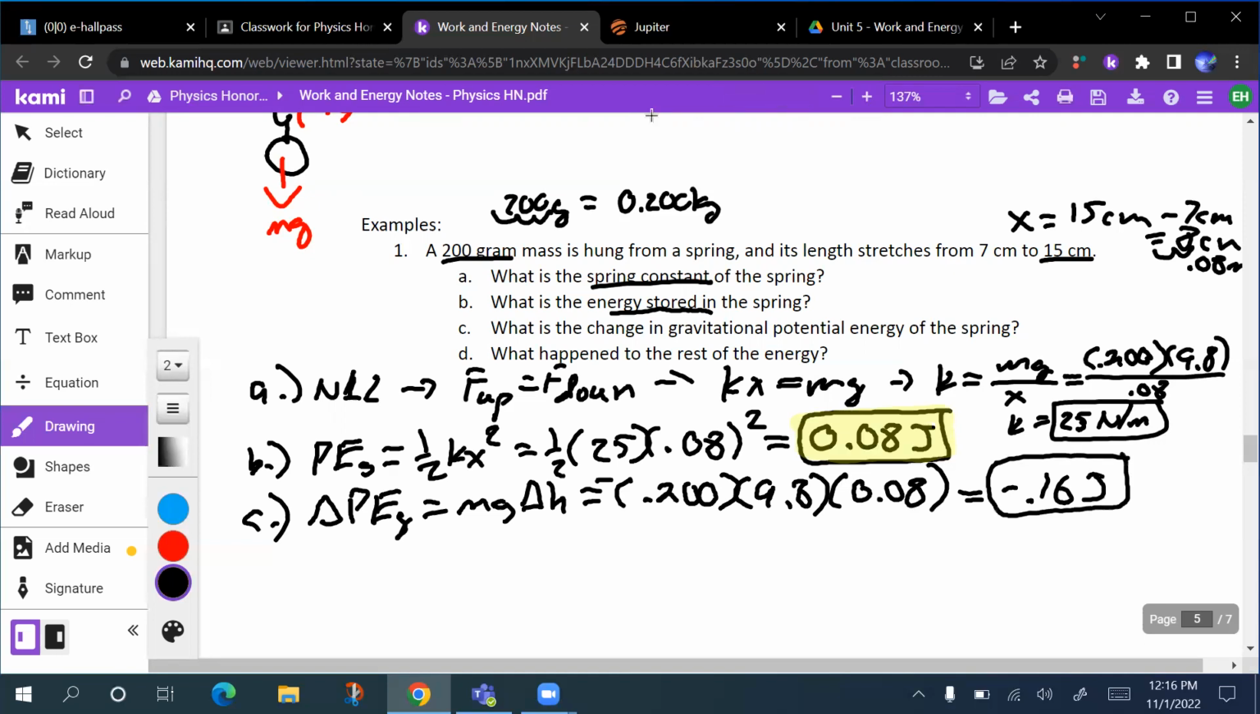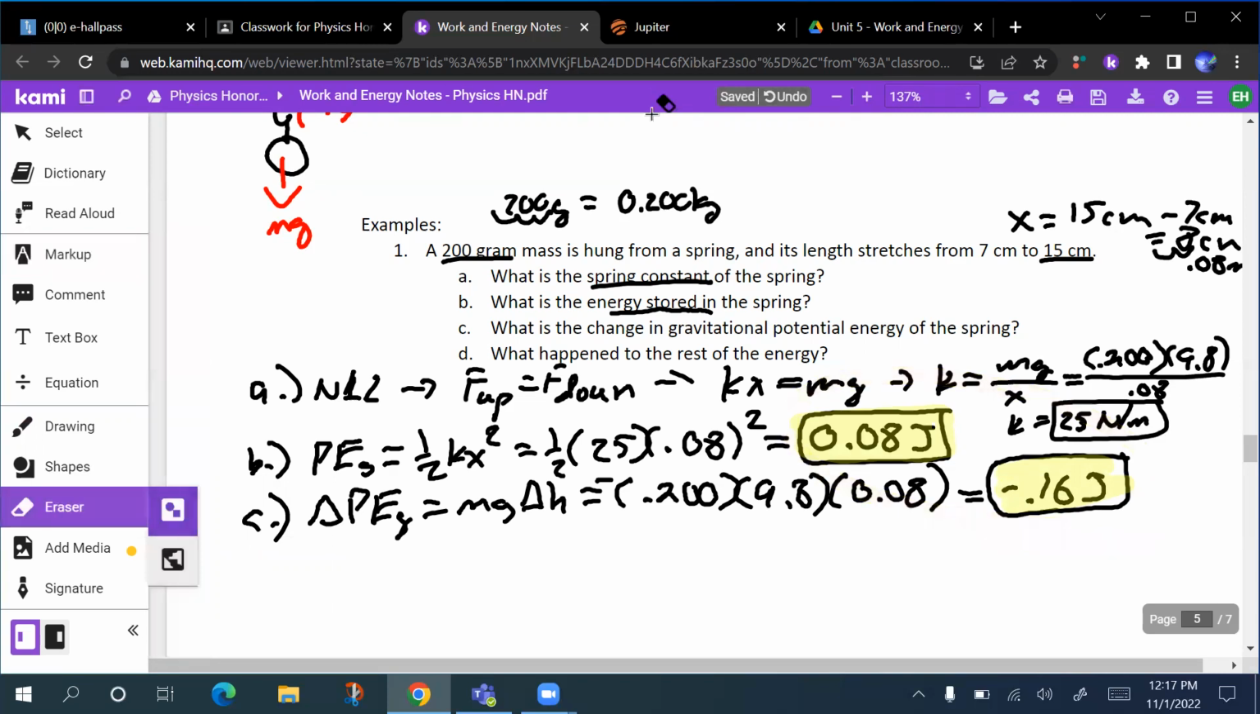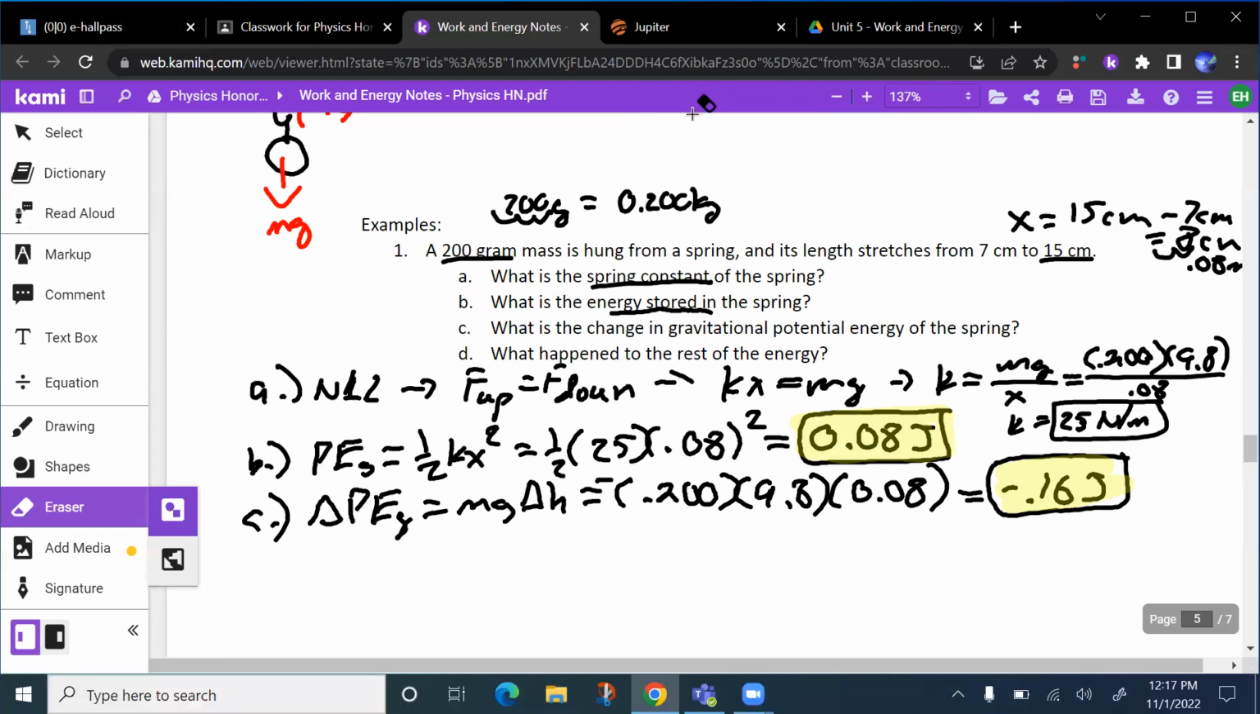So now the total energy, the question didn't ask you to find this, but let's say I asked you to find the total potential energy. Well, what would you do? You would take those and add those together. Part D, what happened to the rest of the energy?